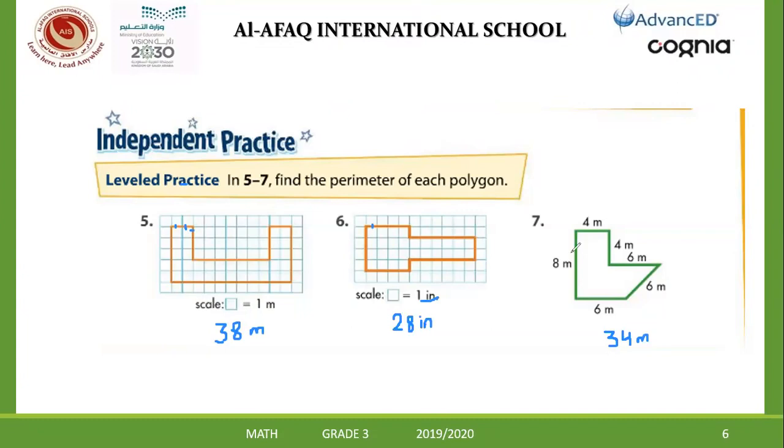By this way, we took the meaning of the perimeter, and there are two ways to find the perimeter. One way: if you have a figure drawn on a grid, you find the perimeter by counting all the unit segments around the shape. What about if the shape is without a grid? You can find the perimeter by adding all the side lengths.